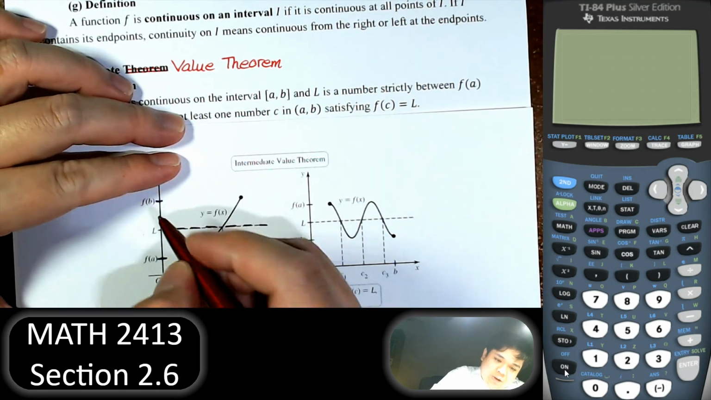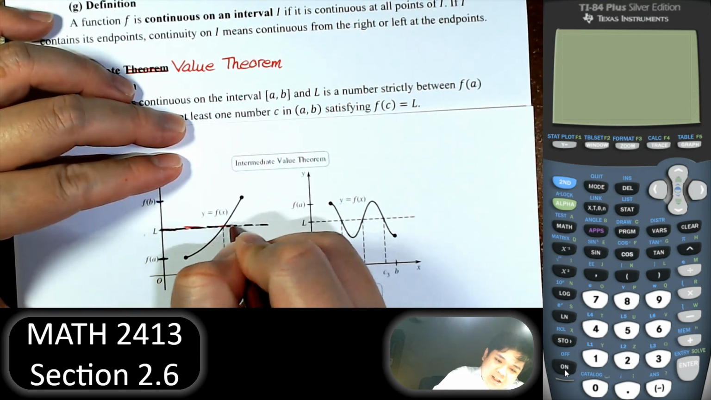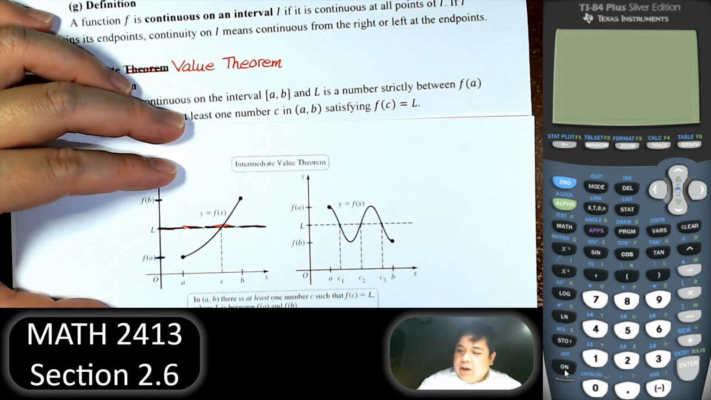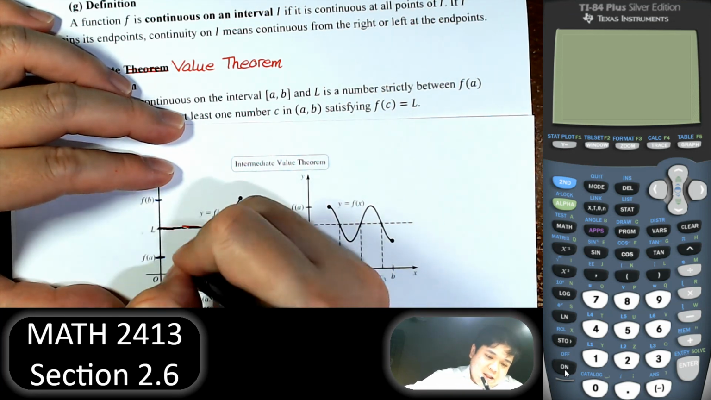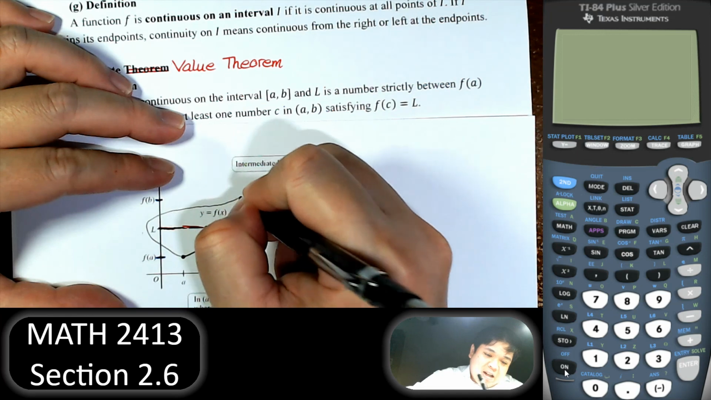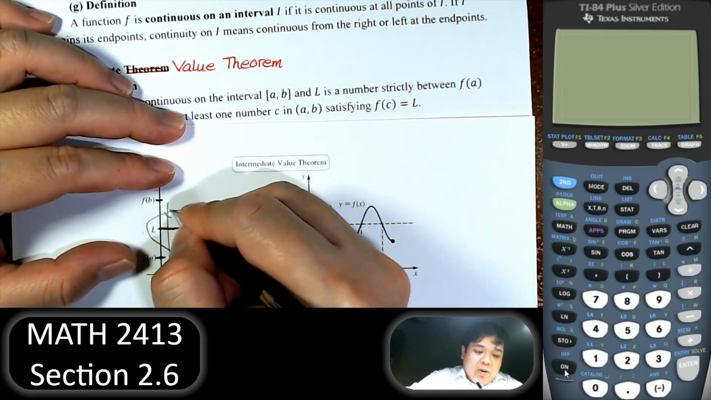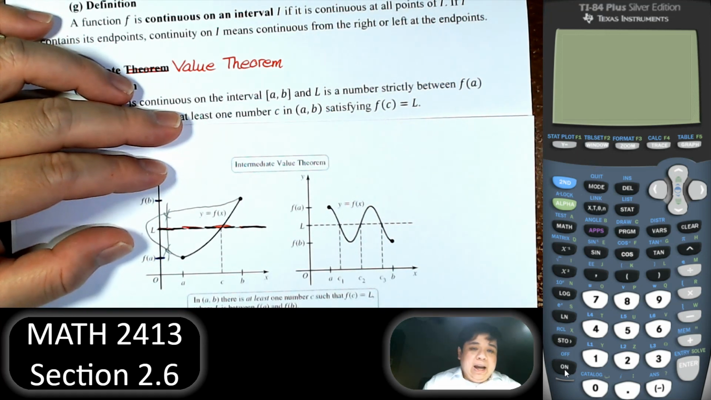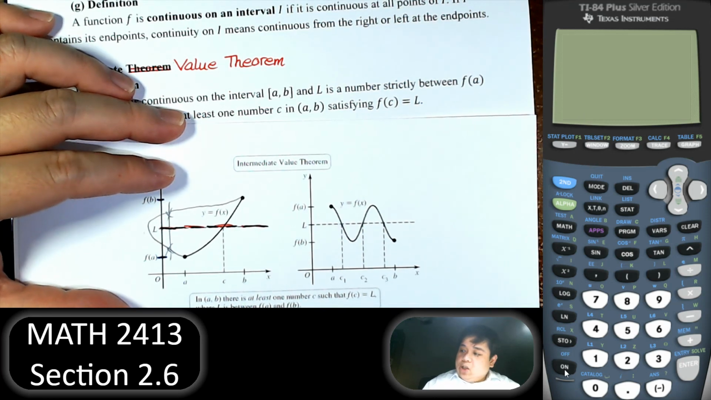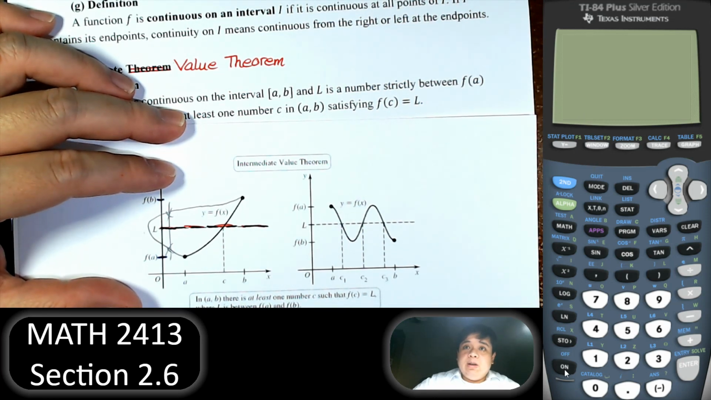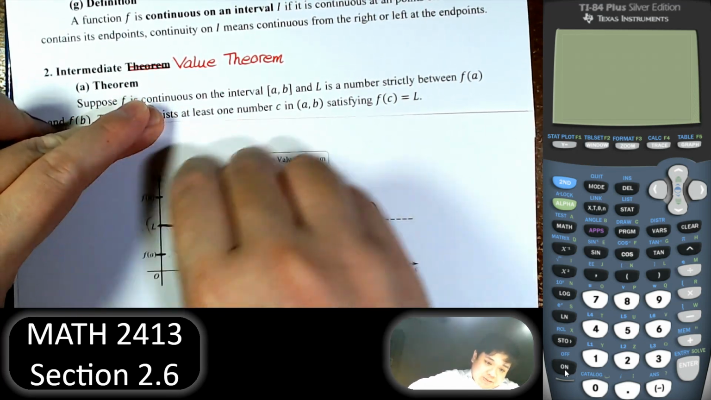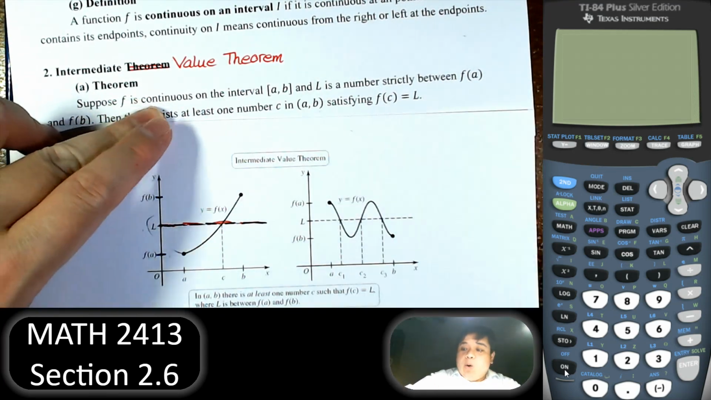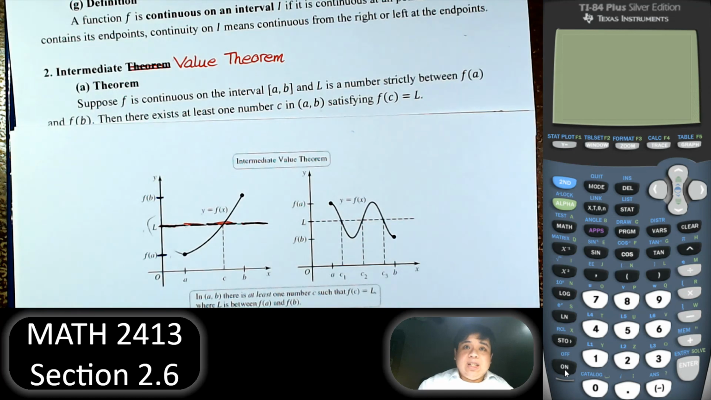So if we have this line, first of all, the function cannot go around it, because if it is like this, it fails the vertical line test, and this is not a function. Because it is a function, it cannot go around it. And because it goes continuously, it cannot skip.